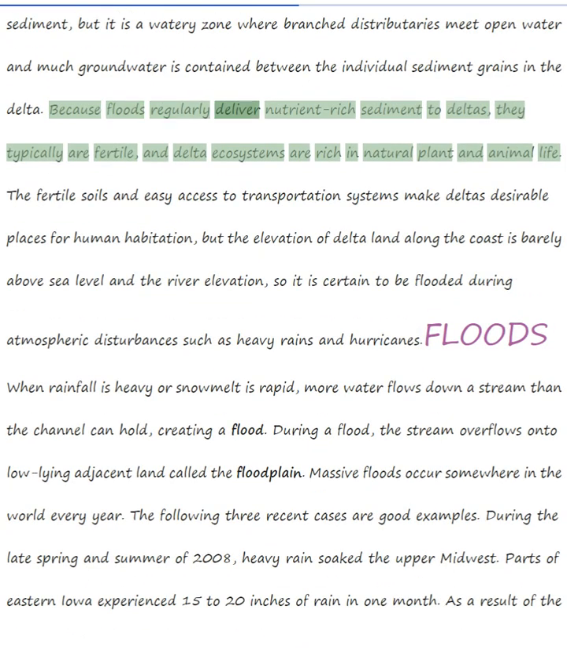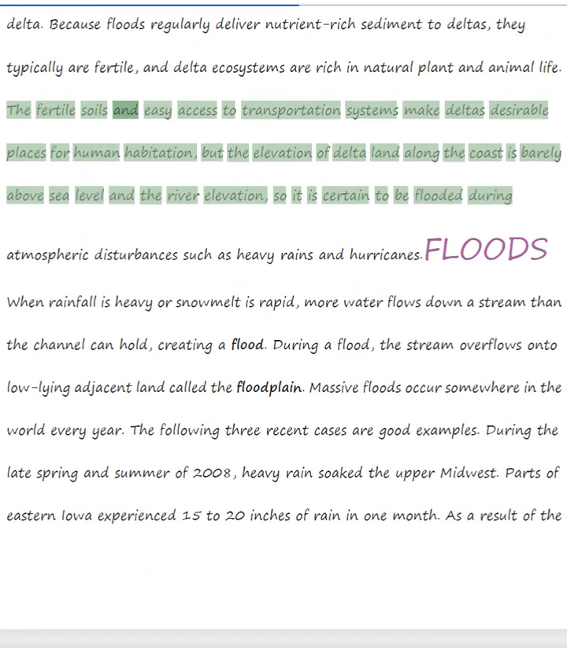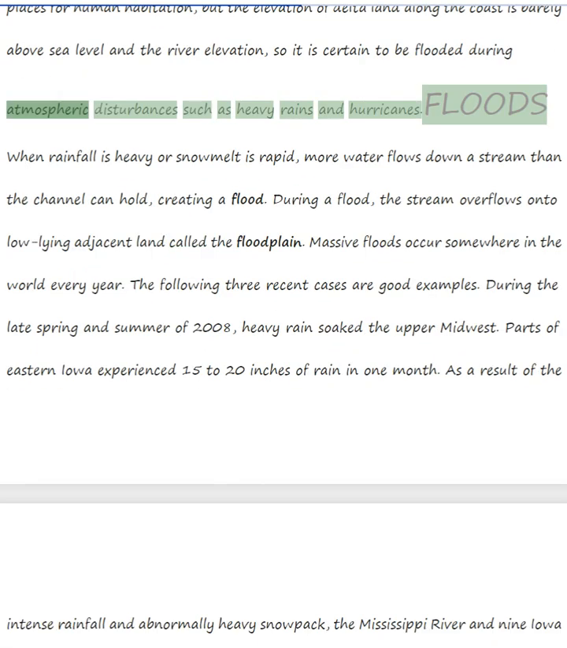Because floods regularly deliver nutrient-rich sediment to deltas, they typically are fertile, and delta ecosystems are rich in natural plant and animal life. The fertile soils and easy access to transportation systems make deltas desirable places for human habitation, but the elevation of delta land along the coast is barely above sea level and the river elevation, so it is certain to be flooded during atmospheric disturbances such as heavy rains and hurricanes.